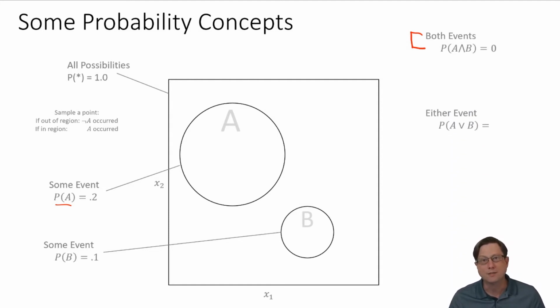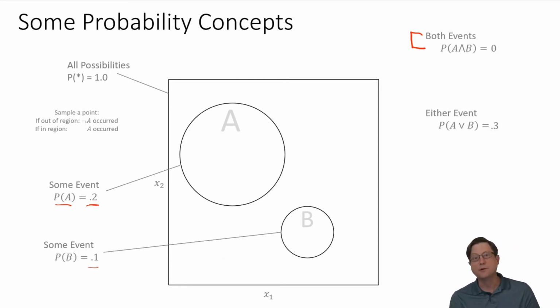Another question you could ask is, what's the probability of either event, A or B? And that one is actually a thing. If you look at this for a second, with P(A) and P(B), you would say that the probability of A or B is 0.3, because if you pick a point at random, there's a 0.2 chance it's in A and a 0.1 chance it's in B, and there's no overlap, so you can just add those things up.